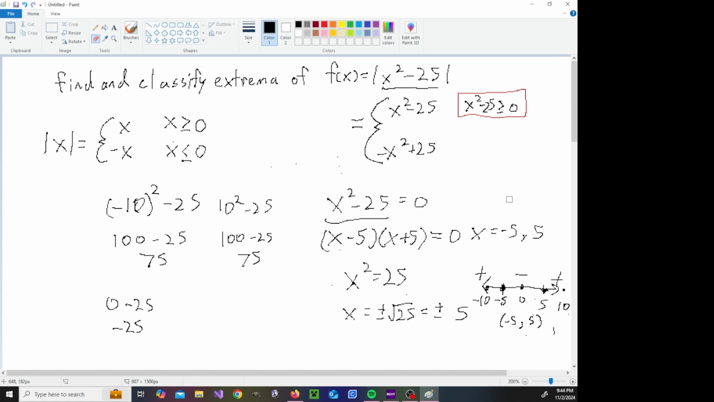This means x has to be between negative 5 and 5. So x is less than 5, but greater than negative 5. And similarly, I'm then positive everywhere else. So if I am to the left of negative 5, right? So if x is less than negative 5, or x is greater than positive 5.